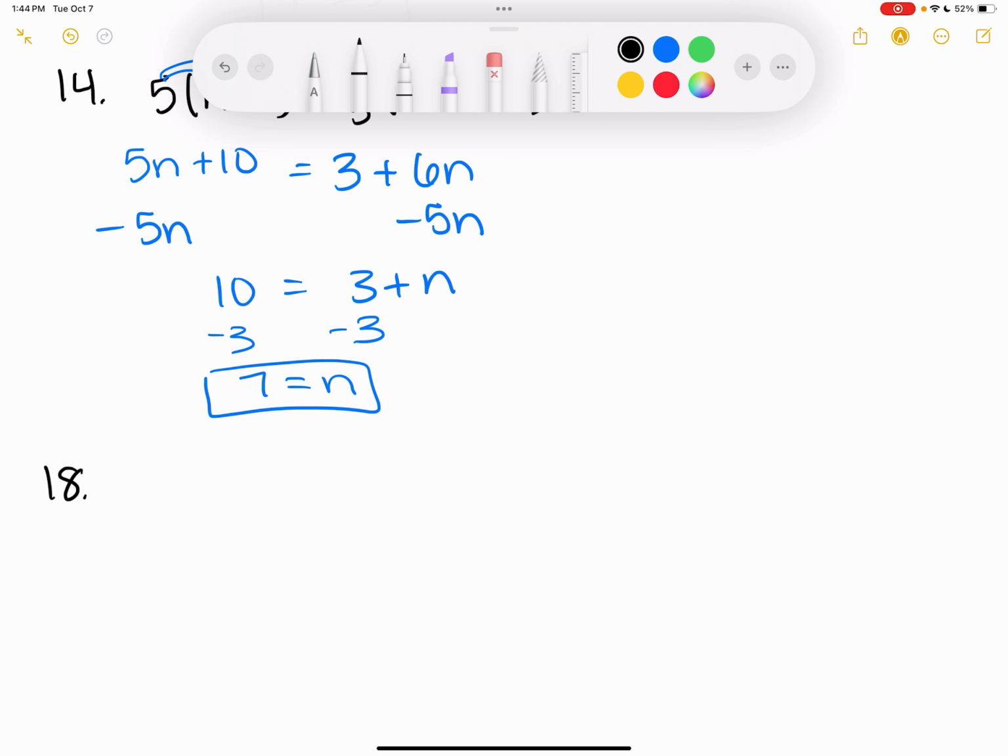Number 18. W plus 3 equals W plus 6. Man, we need Sean. There's a W in this problem.